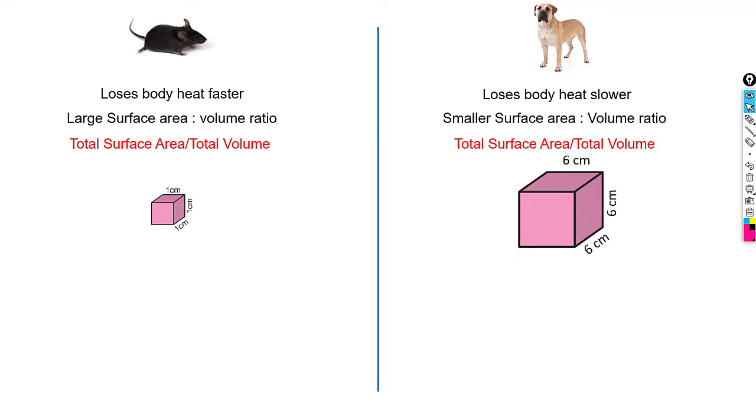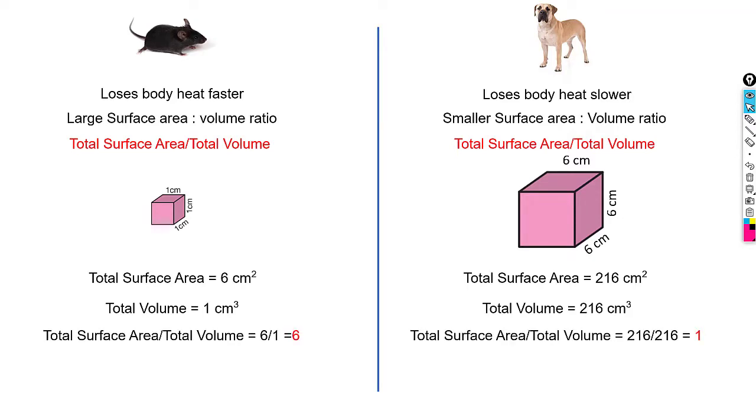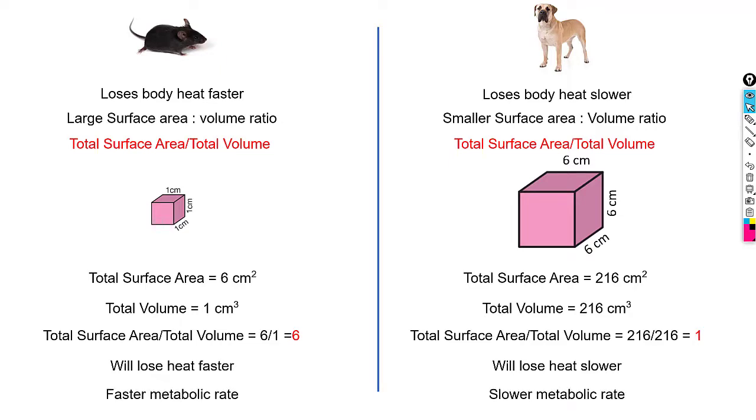Now, the surface area of cube A will be 6 square centimeters, whereas the surface area of cube B will be 216 square centimeters. And the volume of cube A is 1 cubic centimeter, whereas the volume of cube B is again 216 cubic centimeters. Now, when we get the ratio using the above formula, we can see that smaller animals have a larger surface area to volume ratio than the larger animals. This means that smaller animals will lose heat way faster than the larger animals. So, to replace this heat lost, the metabolic rate of a small animal is higher compared to a larger animal.